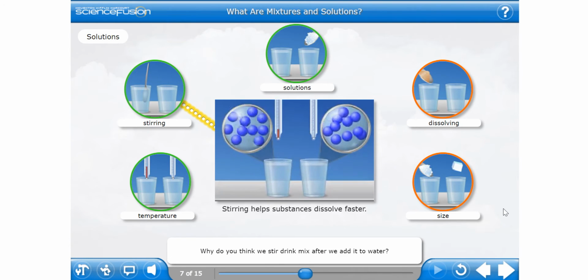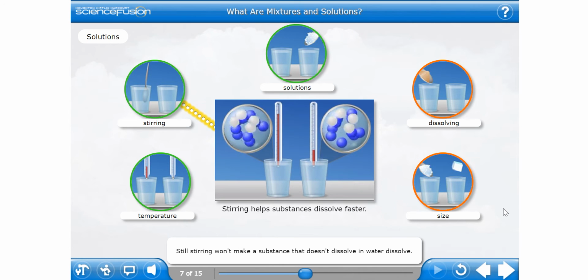Have you ever tried to dissolve sugar in a glass of iced tea? It seems like it takes forever. That's because substances dissolve slower at cooler temperatures and faster at warmer temperatures.